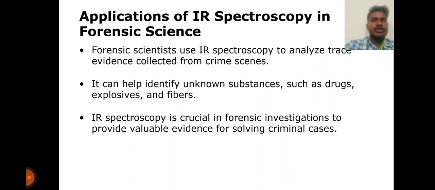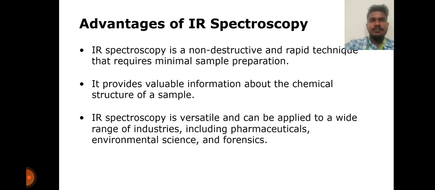Applications of IR spectroscopy in forensic science. Forensic scientists use IR spectroscopy to analyze trace evidence collected from crime scenes. It can help identify unknown substances such as drugs, explosives, and fibers. IR spectroscopy is crucial in forensic investigations to provide valuable evidence for solving criminal cases.